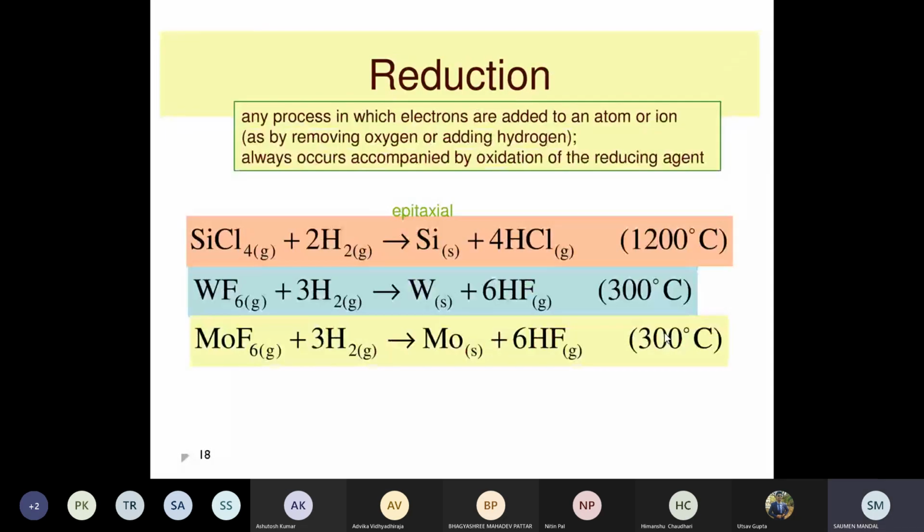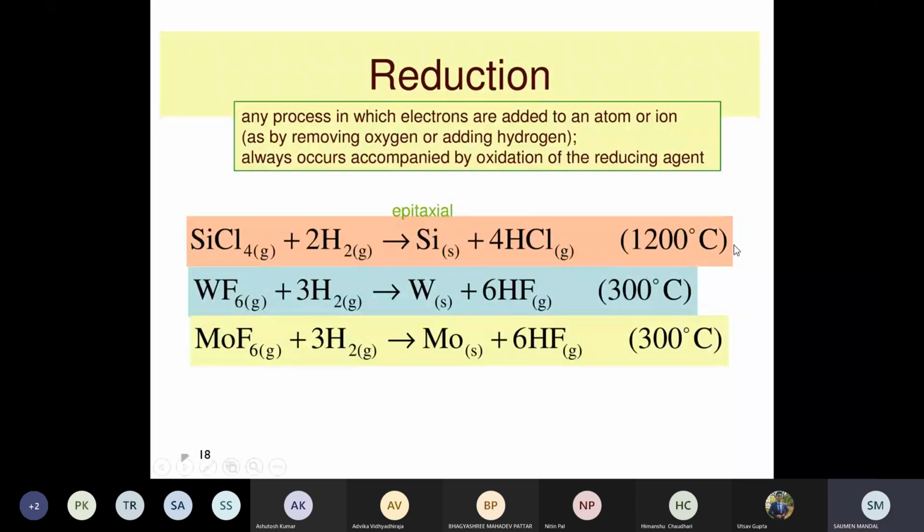Then the reduction. In a reduction reaction, electrons are added to an atom or ion, by removing oxygen or adding hydrogen. It always occurs accompanied by oxidation of the reducing agent. So what is happening? SiCl4 plus 2H2 gives silicon plus 4HCl. These are epitaxial. So I'll explain what epitaxy is. Epitaxy means when the deposited film mimics the substrate structure. We call it epitaxy. Okay.